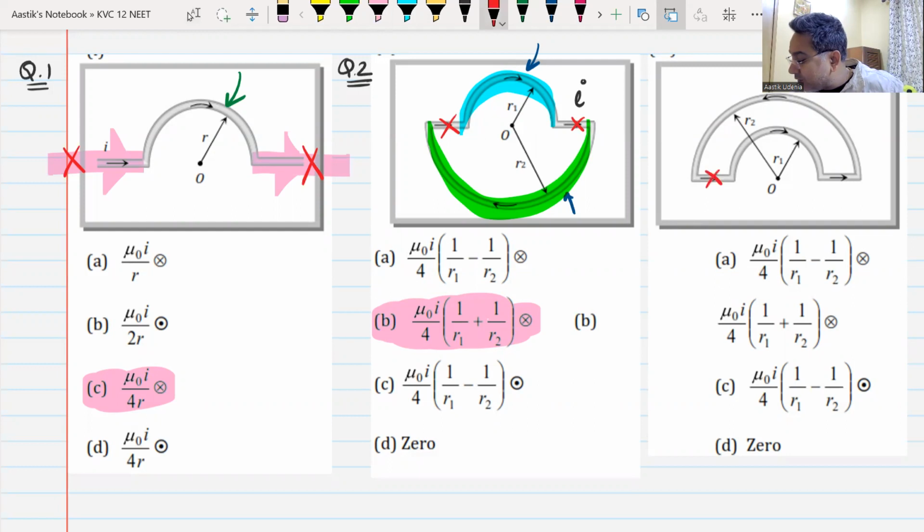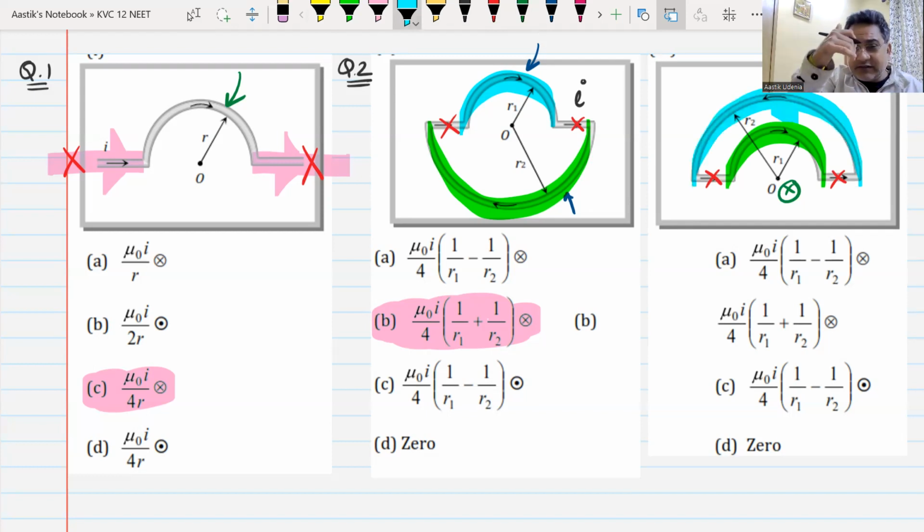Again, this wire and this wire are not going to do anything, so don't worry about them. The green wire. In which direction will the green wire create field? Inward or outward? The green wire will create field in the inward direction. Yes or no? It's clockwise current. The blue wire will create field in what direction? Remember, it is anti-clockwise. So it will create outward.